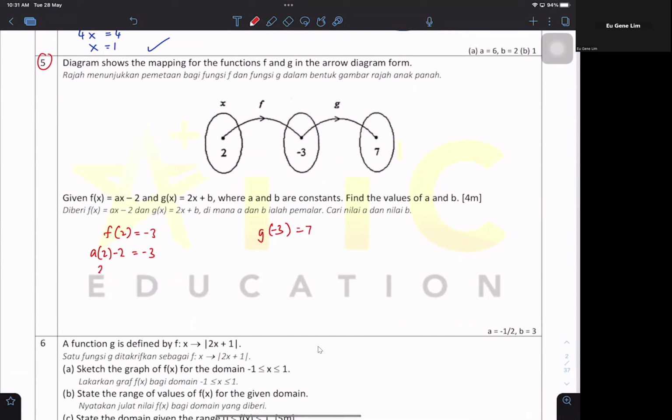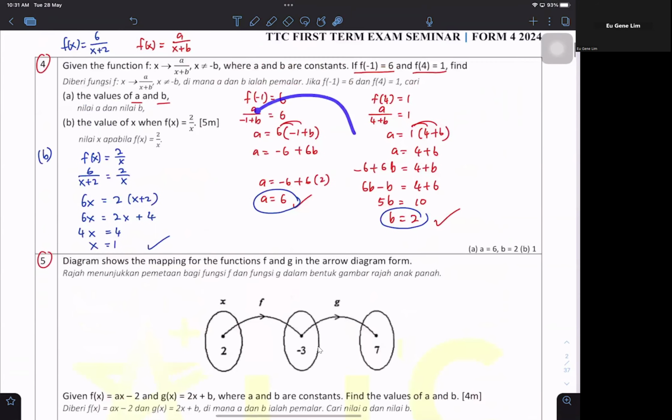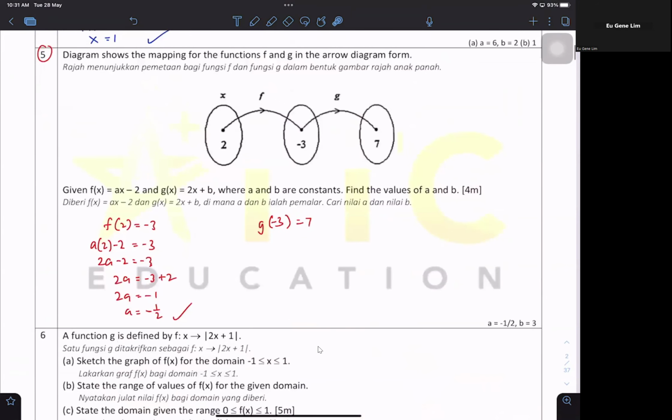Okay, a times 2 is 2a. Minus 2 brought over becomes plus 2. Negative 3 plus 2 is negative 1. Negative 1 over 2. Yeah, done. Basically it's the same method as this one, right? It is also the basics of function.